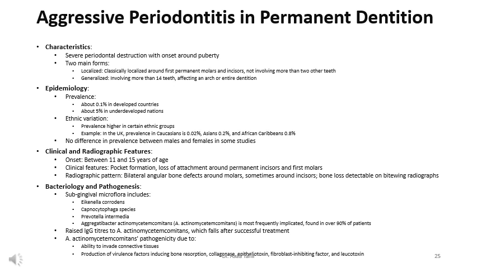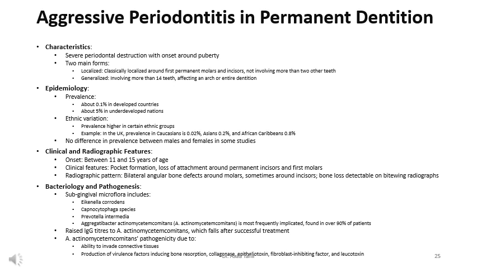Epidemiology. Prevalence. About 0.1% in developed countries. About 5% in underdeveloped nations. Ethnic variation. Prevalence higher in ethnic groups. Example, in the UK, prevalence in Caucasians is 0.02%, Asians 0.2%, and African Caribbeans 0.8%. No difference in prevalence between males and females in some studies.